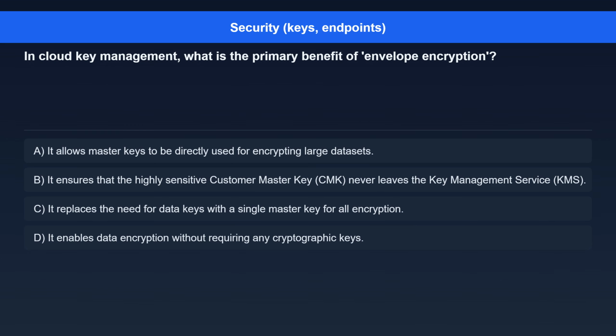Question 7. In cloud key management, what is the primary benefit of envelope encryption? Option A. It allows master keys to be directly used for encrypting large datasets. Option B. It ensures that the highly sensitive customer master key, CMK, never leaves the key management service, KMS. Option C. It replaces the need for data keys with a single master key for all encryption. Option D. It enables data encryption without requiring any cryptographic keys.